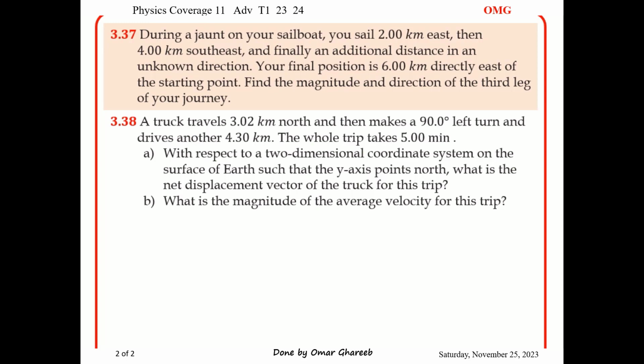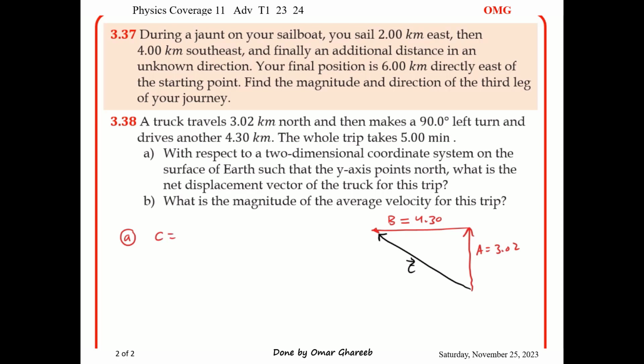Since the first displacement is due north, like this is the first displacement, 3.02. The second one, turn left 90 degrees, like this is B, 4.3, and stops there. So the resultant is this vector, let it be C. Immediately you can find C by the Pythagorean theorem, because we have a right triangle.